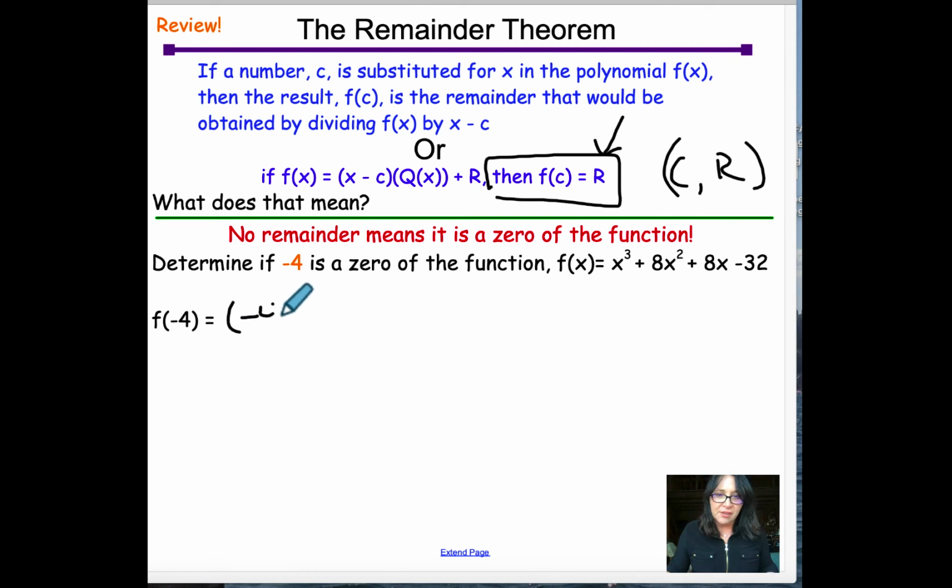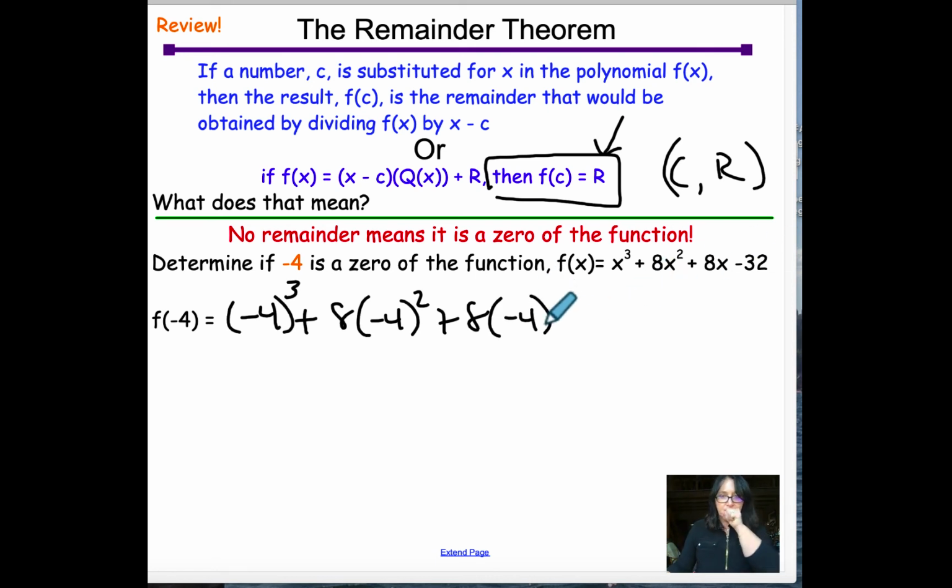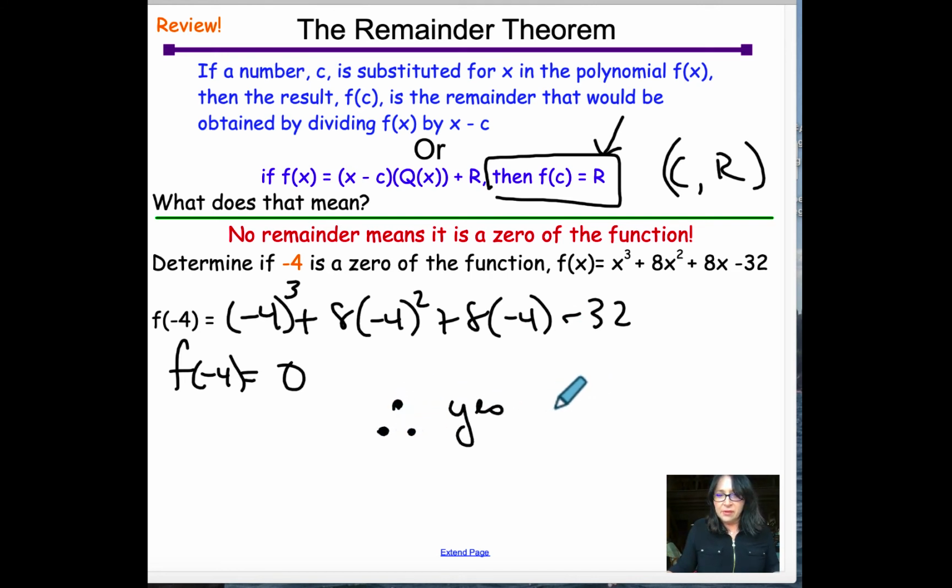We actually already did this in class, so I'm not going to work this out, but you get x to the 3rd, negative 4 to the 3rd power plus 8 times negative 4 squared plus 8 times negative 4, minus 32 does make 0, which means, in this problem, which is different than the last problem, that yes, negative 4 is a 0.